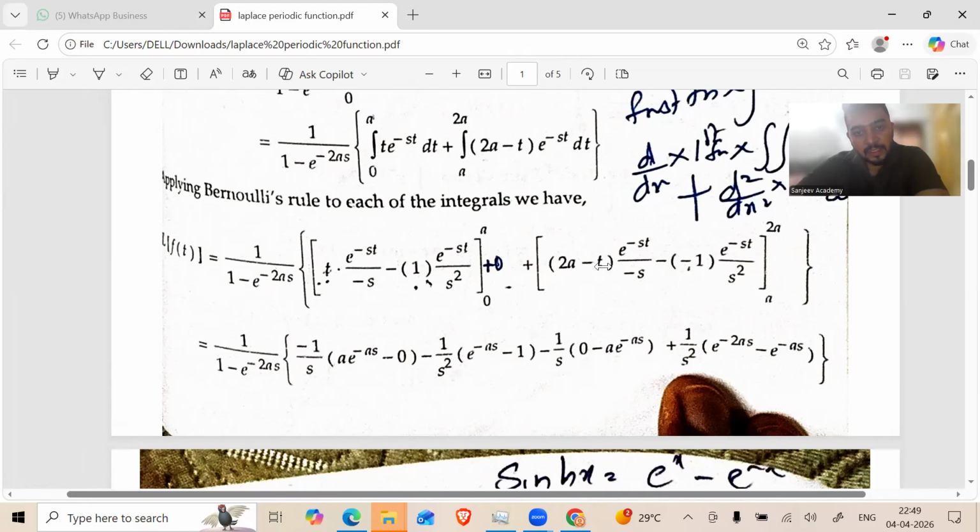Next one, 2a minus t. First function, write it as it is, into the integral of the second function, minus differentiation of the first function. Differentiation of 2a is 0. Minus t is minus 1. Then the integral of the previous function.